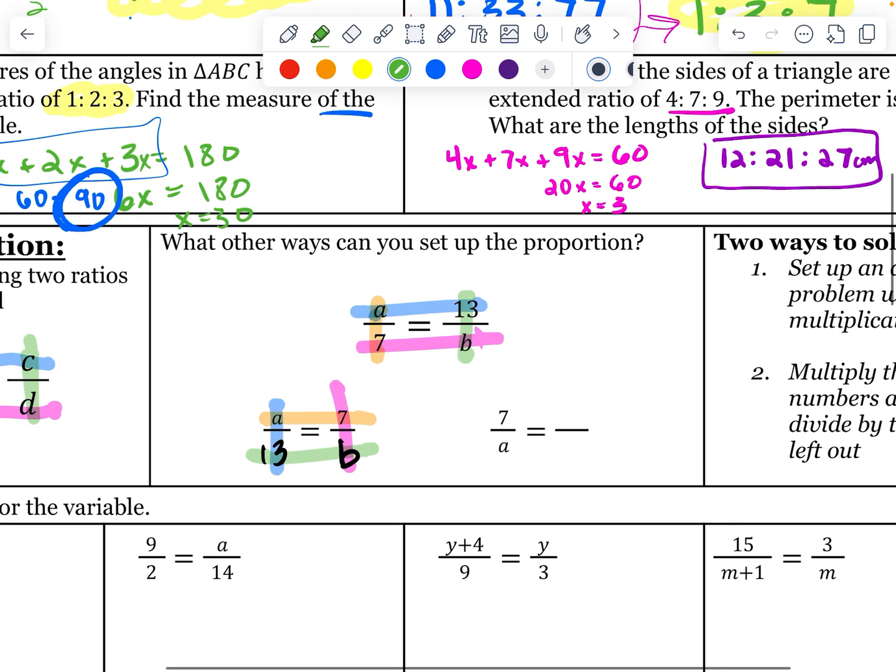All right. So again, the 7 and the A are together. They just got flopped on top of each other, which means all I'm going to do is flop this other one. So it's going to be the A goes with the 13 as well. The 7 goes with the B as well.